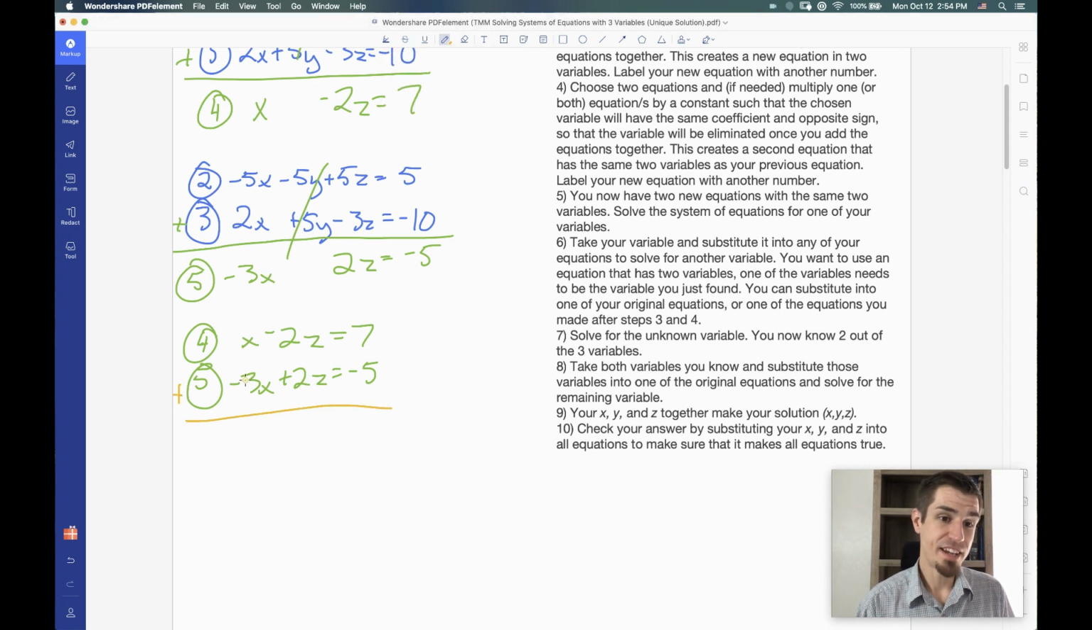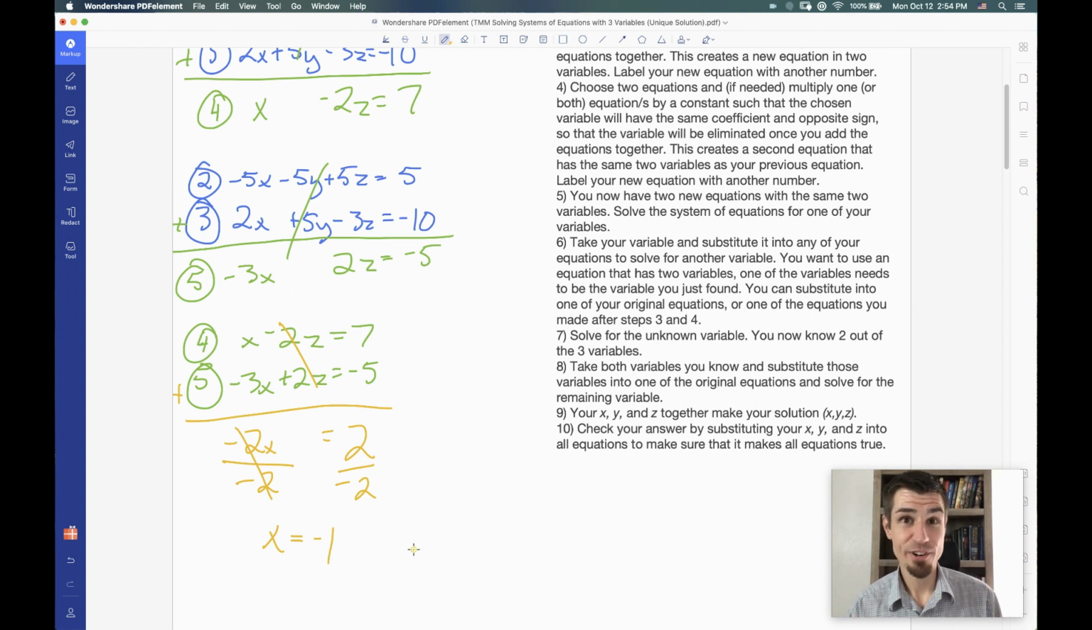So let's add these together. X minus 3x is negative 2x. These eliminate, that's good. And then we add these together and get 2. 7 minus 5 is 2. Now we just solve for x. So divide by the coefficient. What we do to one side, got to do the other. So negative 2 divided by negative 2 gives us 1. 1 times x is x. And we have x is equal to negative 1. Now you found x.